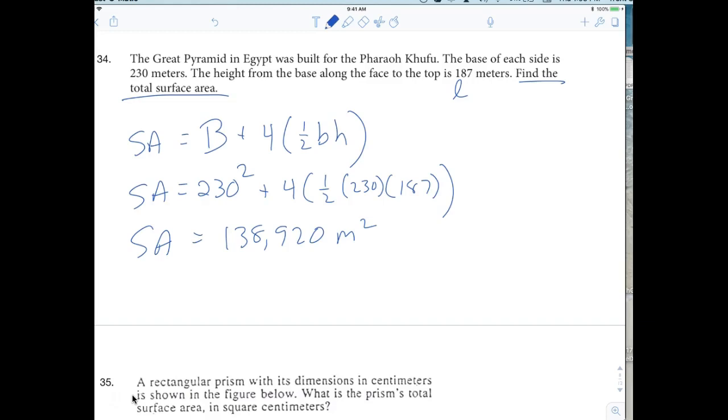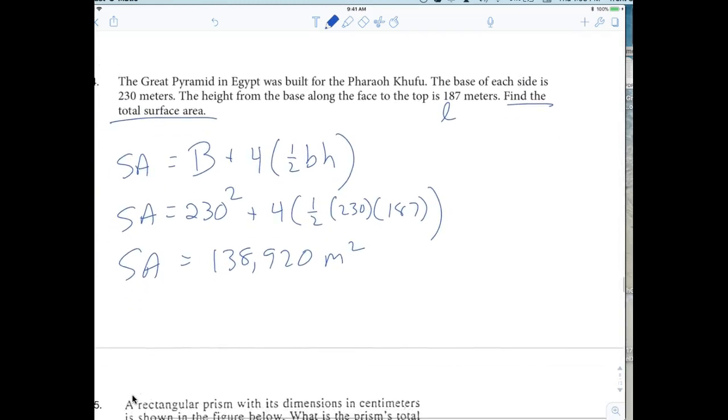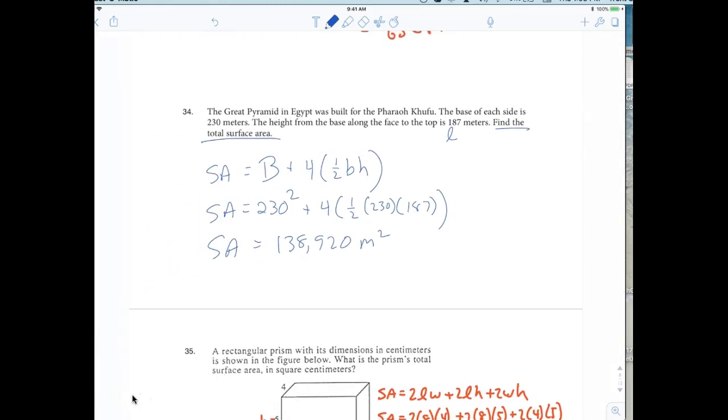Wait, how did you know to do big B plus? Because I know what a pyramid looks like. How can you do that rather than 4 times 1/2 B? You can. The area of the base is length times width, but the length and width are the same. It's a square. Okay. Do you want me to draw it, or are you good? All right, anybody else have any issues with that?